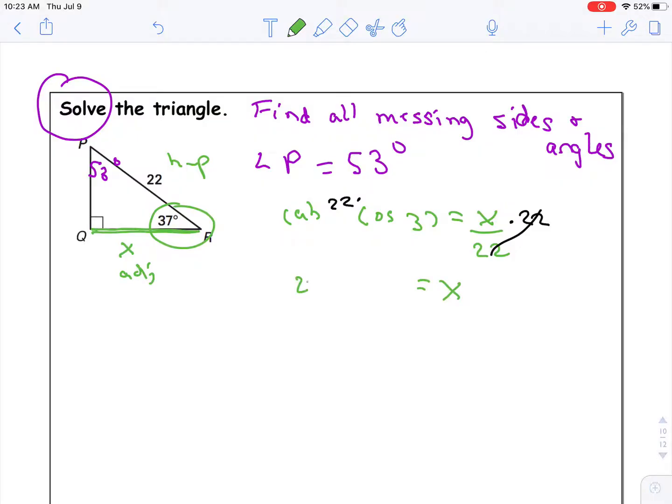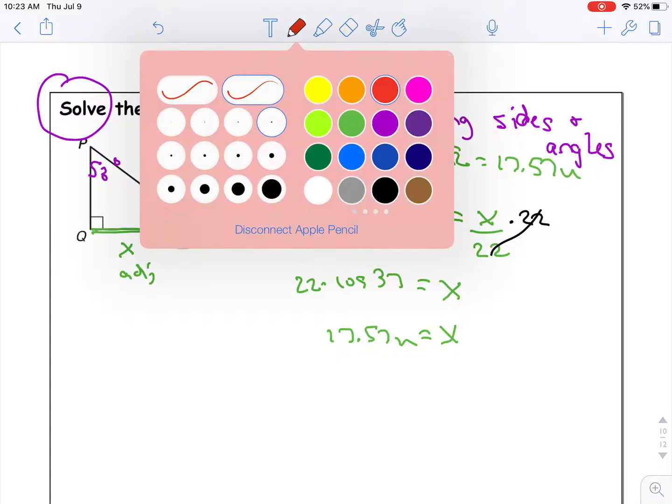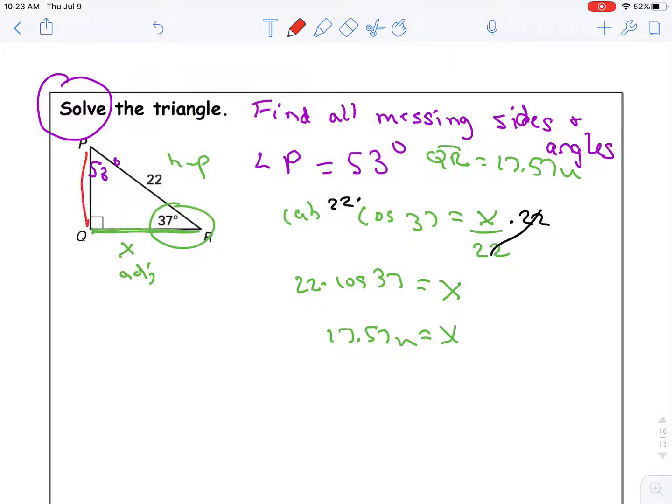So now I can simply just multiply each side by 22, or you can cross multiply, but so now my value of X is equal to 22 times the cosine of 37. And so that gives me 17.57 units. So that means QR equals 17.57 units.